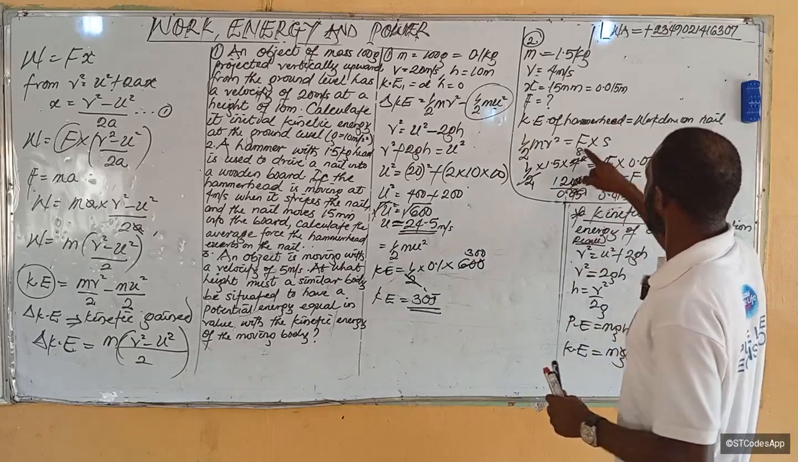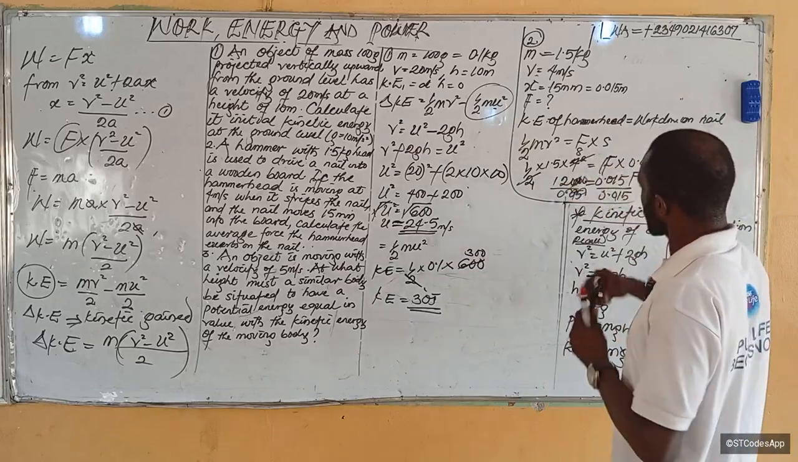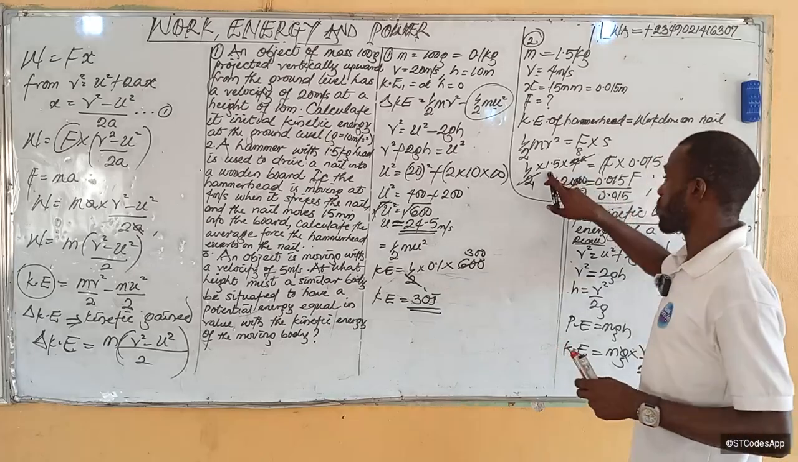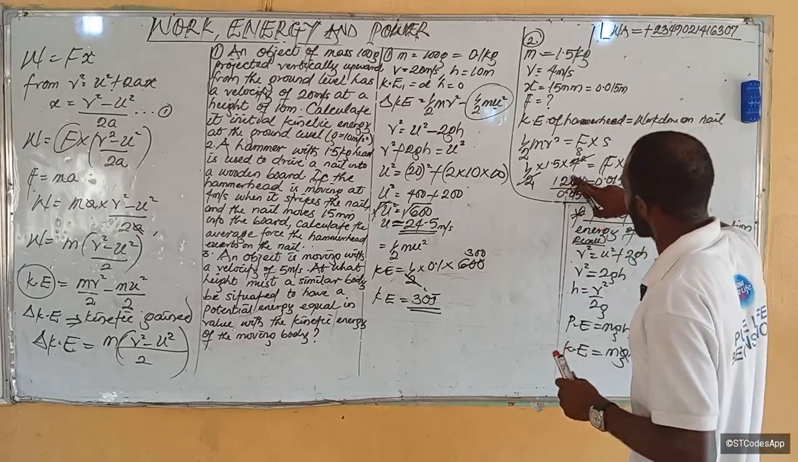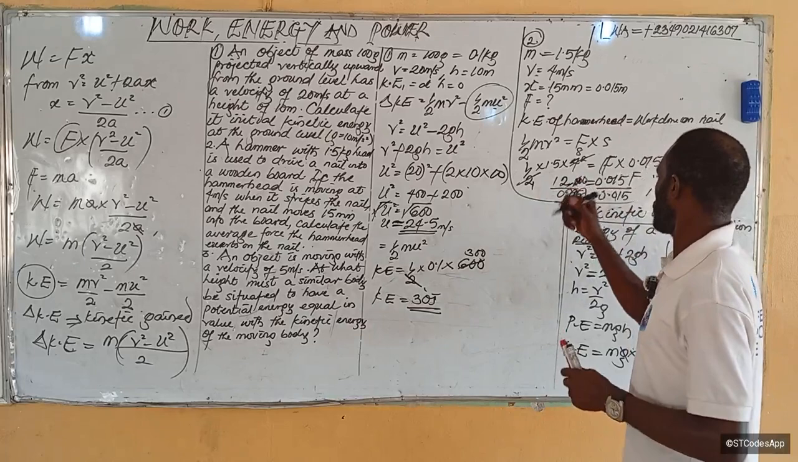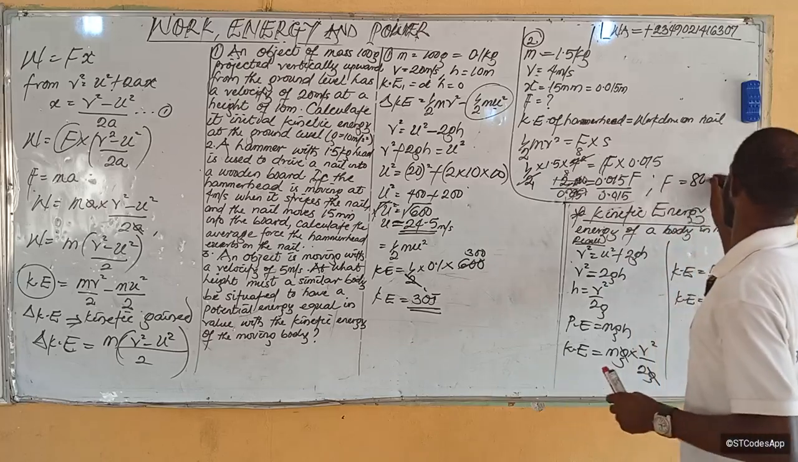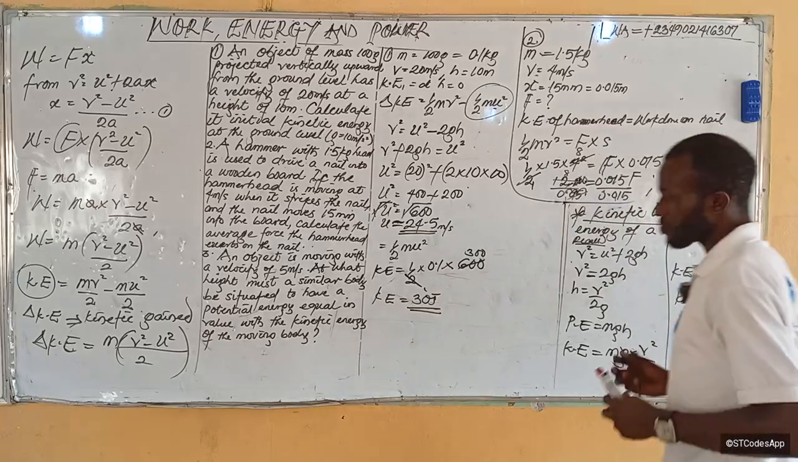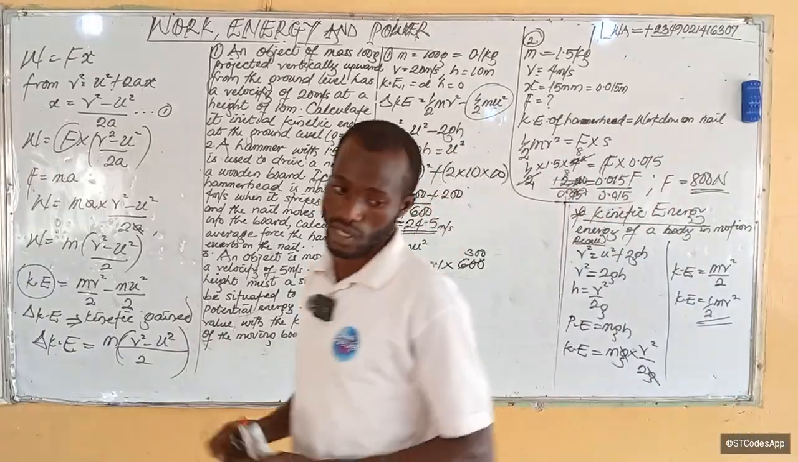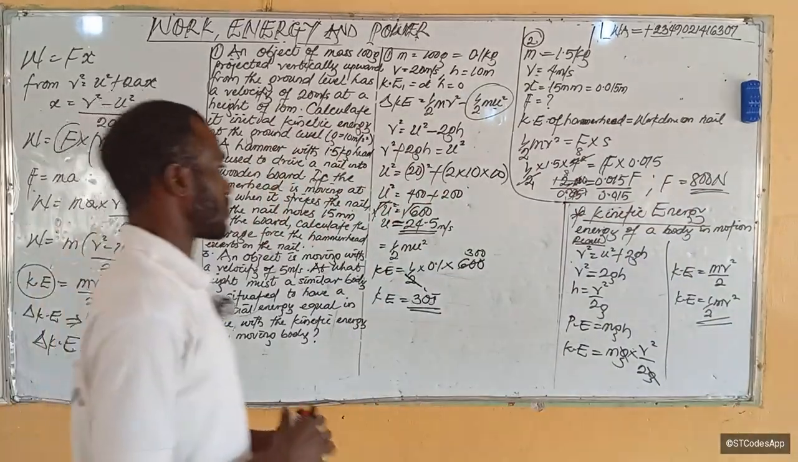Sorry. 8 times 15 is 120. So this is supposed to be 12 because it's 1.5. It's 12. So 12,000 divided by 15. So we have 120 is 800. The answer is 800 Newton. Exactly, 800 Newton. All right, the next one.